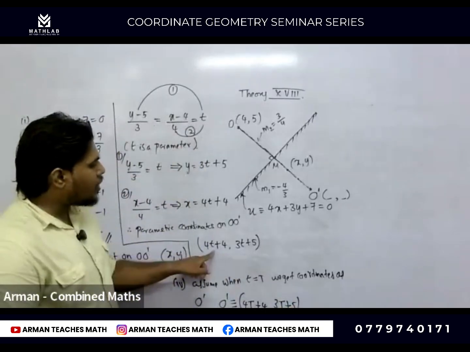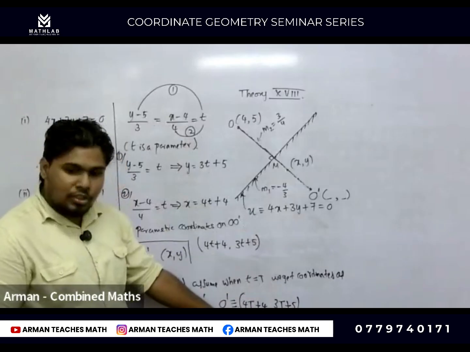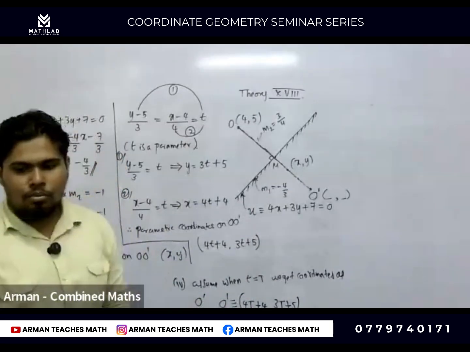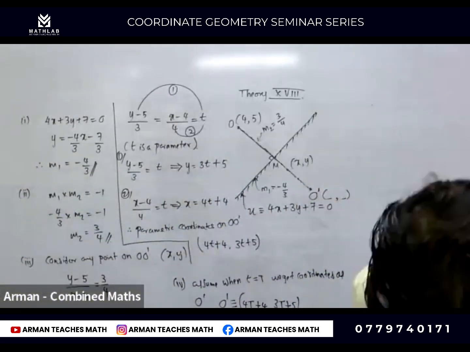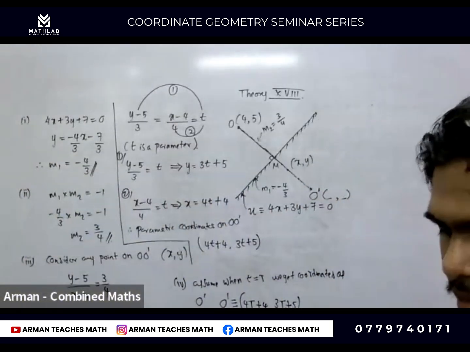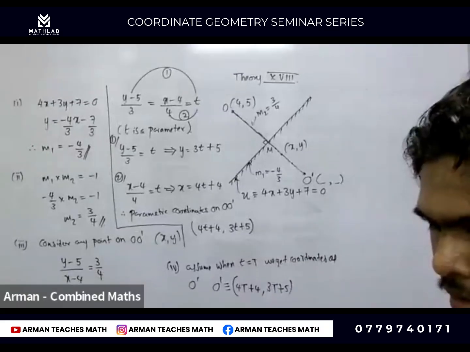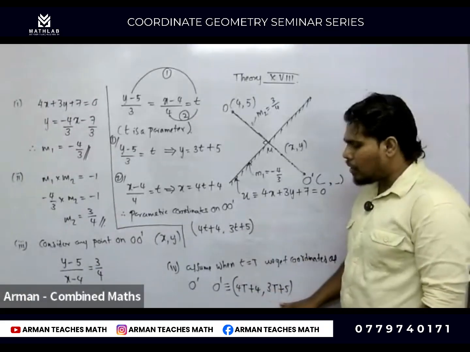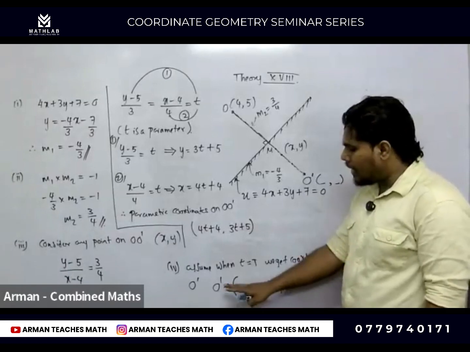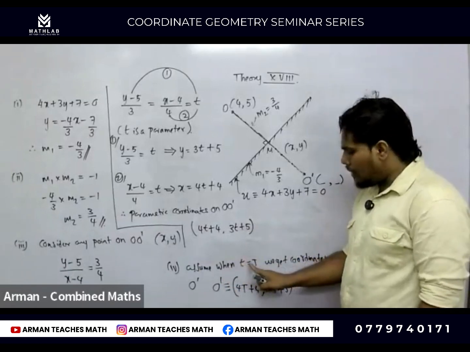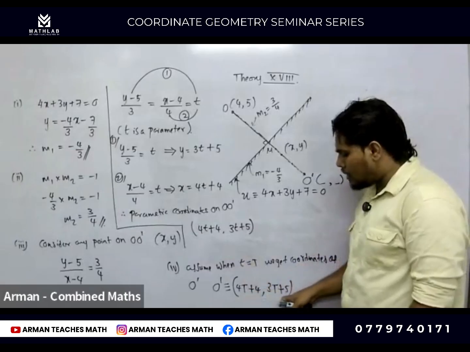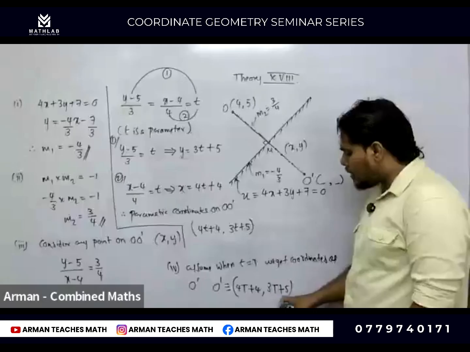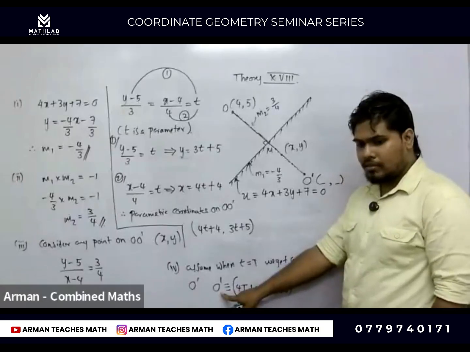With simple t, the parametric coordinates can be anything. But this one is not a parametric coordinate. This is a specific coordinate only for O dash. You can't say this is the coordinates of capital O. The coordinates of capital O come when t has the value 0. When simple t equals capital T, this is the pair of coordinates we get, and this coordinate is only for O dash.